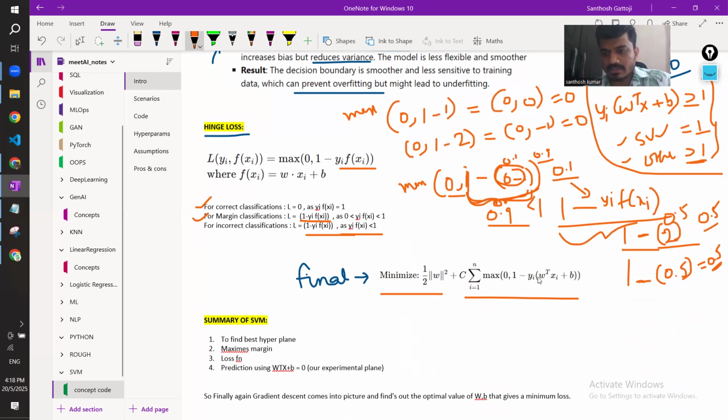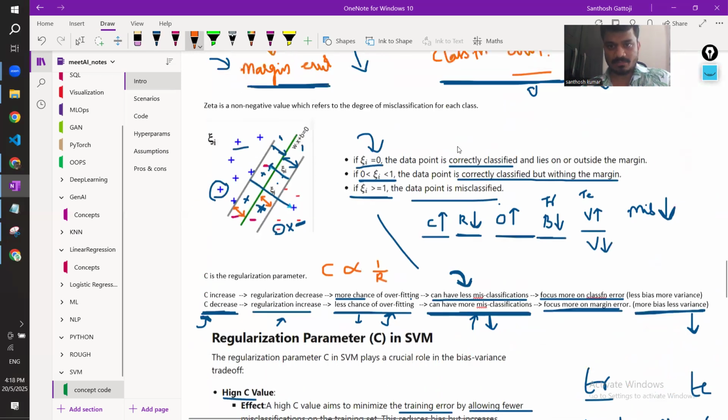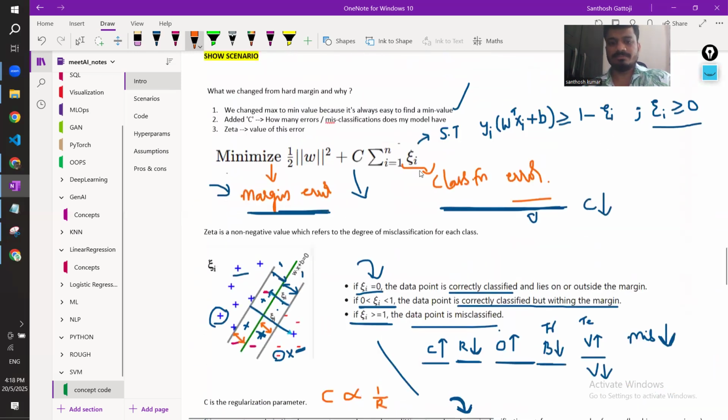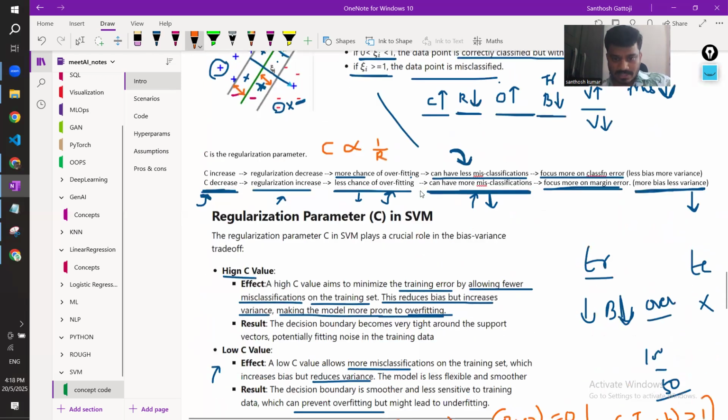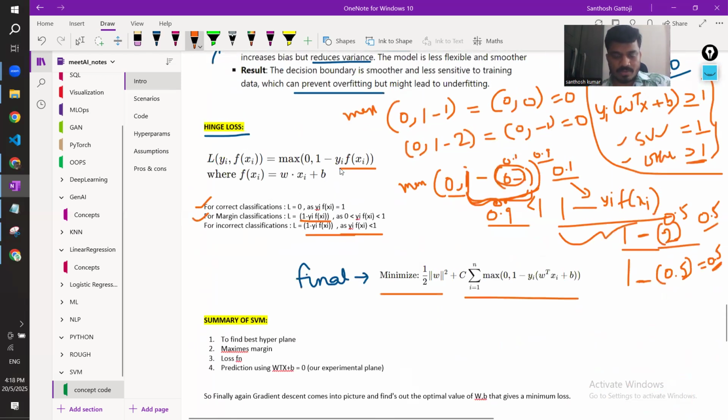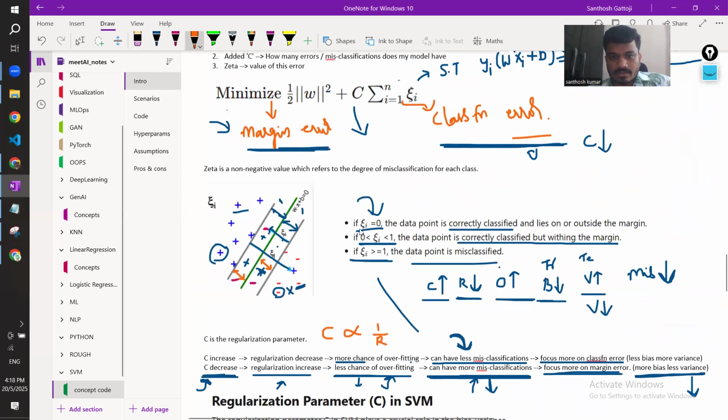See here, he wrote exactly y times (w transpose x plus b). So earlier we have this zeta, but what is zeta? Zeta is talking about the distances, how far, how near. Same thing here, we are discussing minimum distance, because inside this only the zeta is operating. For correct classification, zeta is 0. For incorrect, it is 0 to 1.